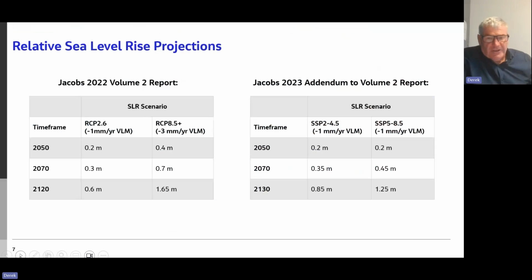So here's a quick comparison between those rates of sea level rise that were in the Jacobs 2022 results report, and what's now in the addendum and moving forward into the risk assessments and adaptation pathways development. And as you can see, there's a change in the scenarios used and a change in the amount of vertical land movement that's been applied.